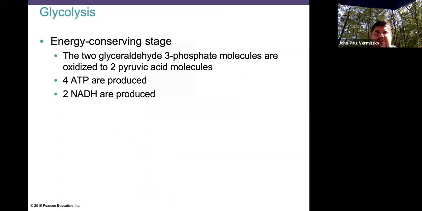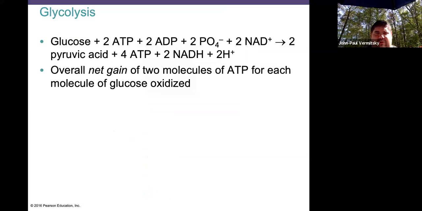Okay, so overall, what you end up producing with glycolysis is listed here, your products. You make 2 pyruvic acids, 4 ATP molecules, and 2 NADH molecules. The overall net gain is 2 ATP molecules for each molecule of glucose oxidized, plus the 2 NADHs, which will give you an additional 6.